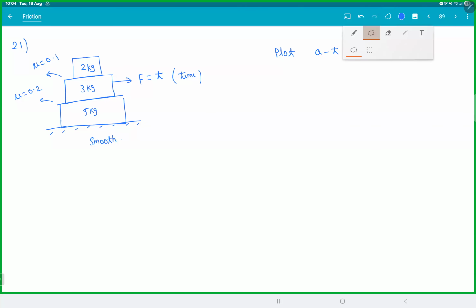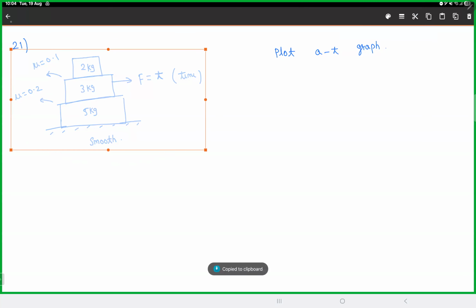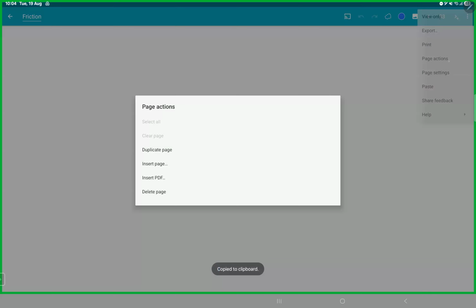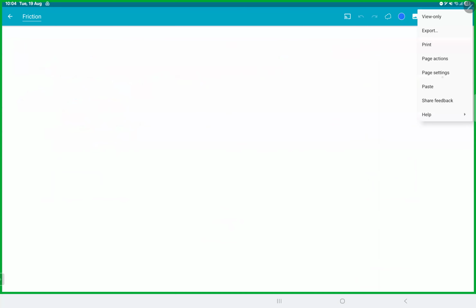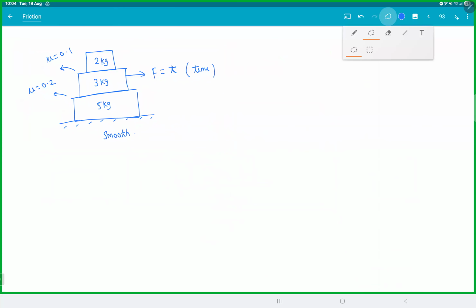Let's do the same thing. You guys try this. Let's do one more so that you guys get used to it. I'll keep all the numbers same, but this time the force is at the bottom. Now you guys plot the a-T graph. I think if you can do this, you understood how to do 2 blocks. There, I showed you one, now you do.